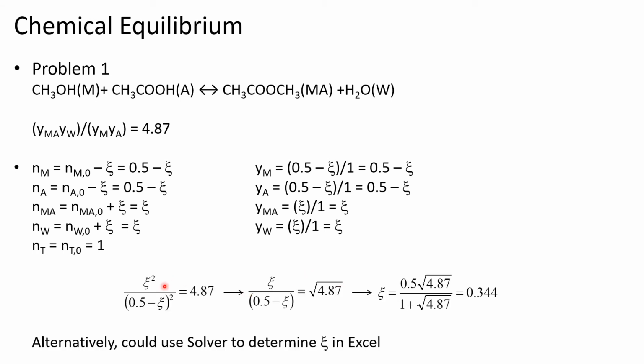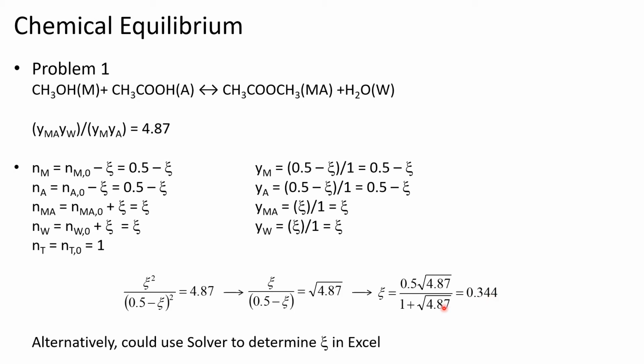When you plug in the mole fractions, what we find is that xi squared divided by (0.5 minus xi) squared is equal to 4.87. This turns out to be an equation that we can solve by simply taking the square root of both sides. So on the right-hand side, we'll have the square root of 4.87. We take the square root of the left-hand side, we end up with xi over 1/2 minus xi. And this expression can be rearranged to solve for xi, as you see here. I won't go through all the algebra here, but you can calculate that the value of xi is 0.344.